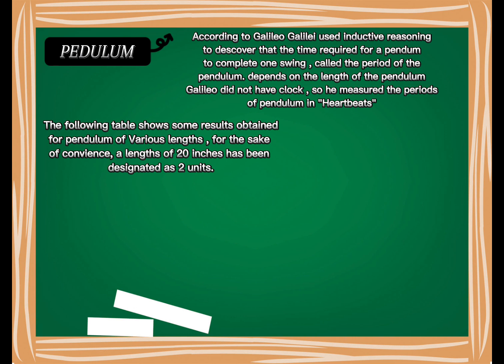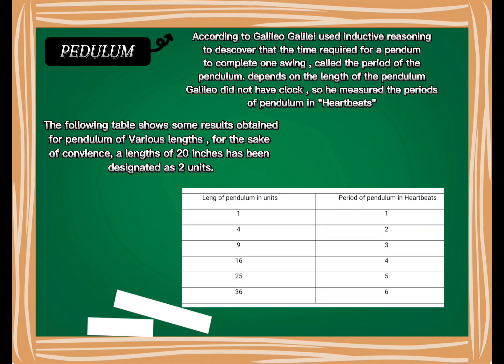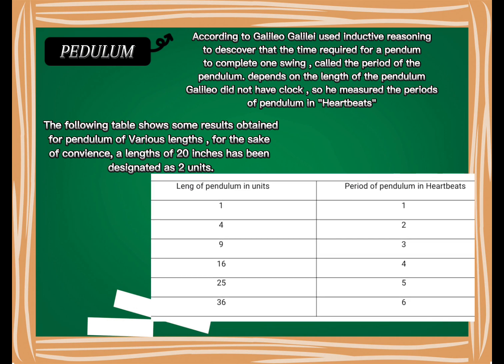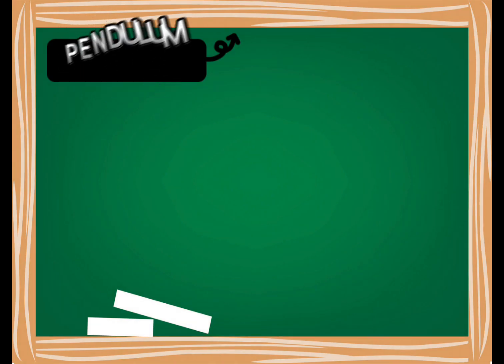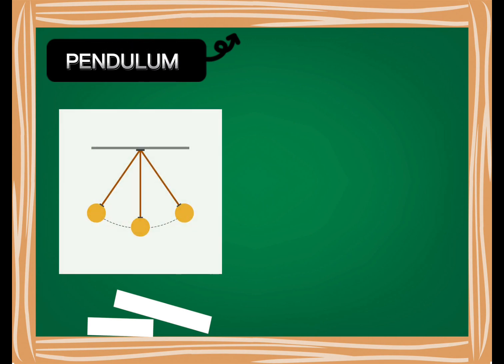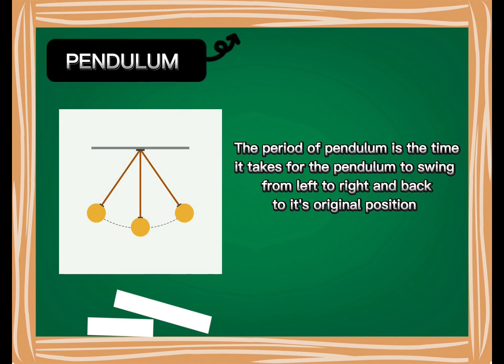For the sake of convenience, a length of 20 inches has been designated as 2 units. Here is the table. It shows the length of the pendulum in units, and the period of the pendulum in heartbeats. This is a pendulum. The period of a pendulum is the time it takes for the pendulum to swing from left to right and back to its original position.